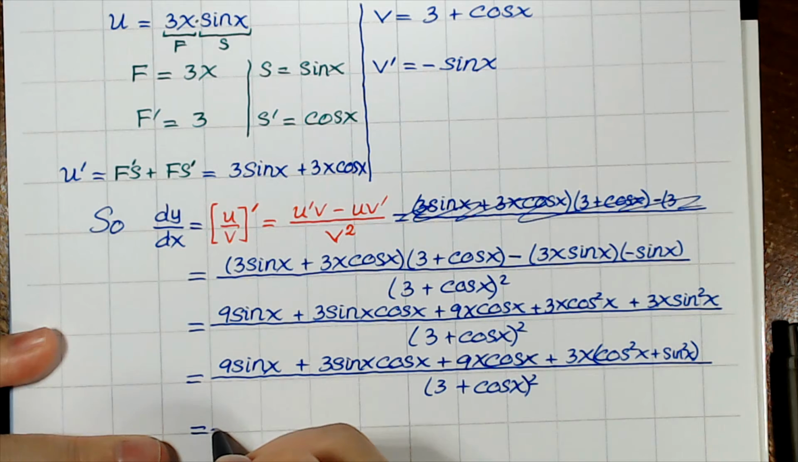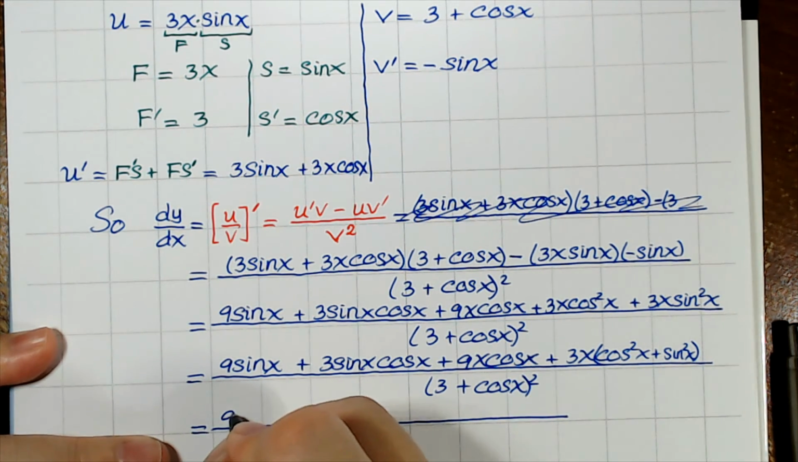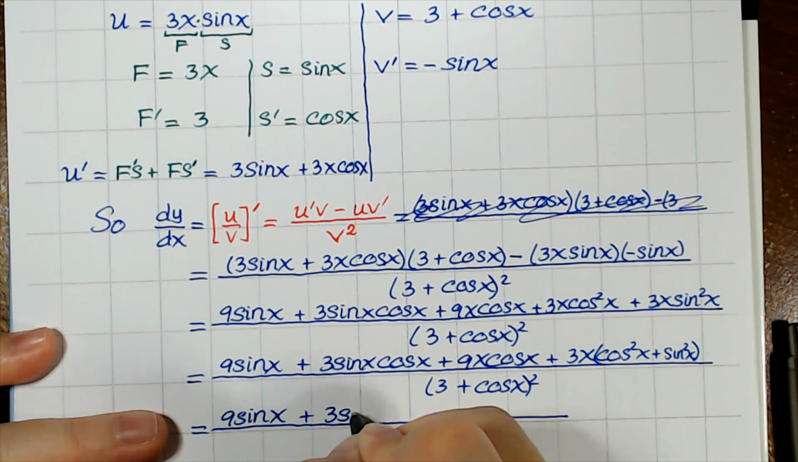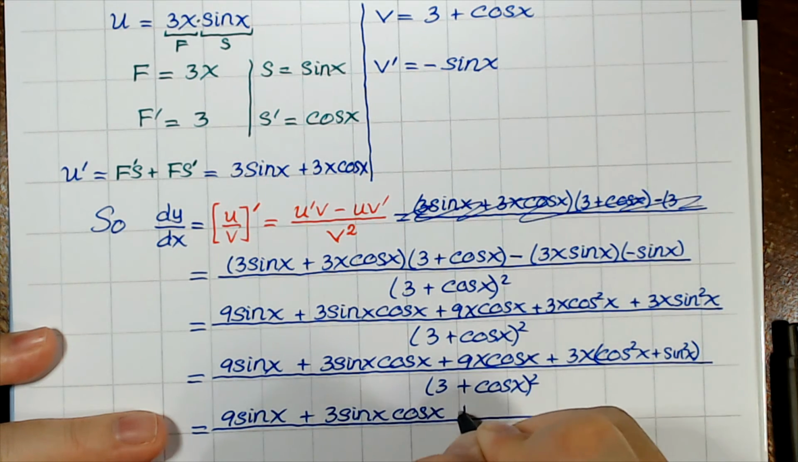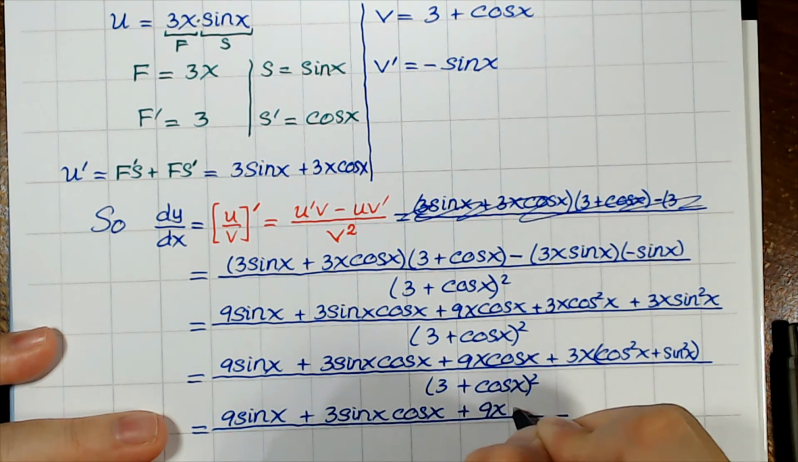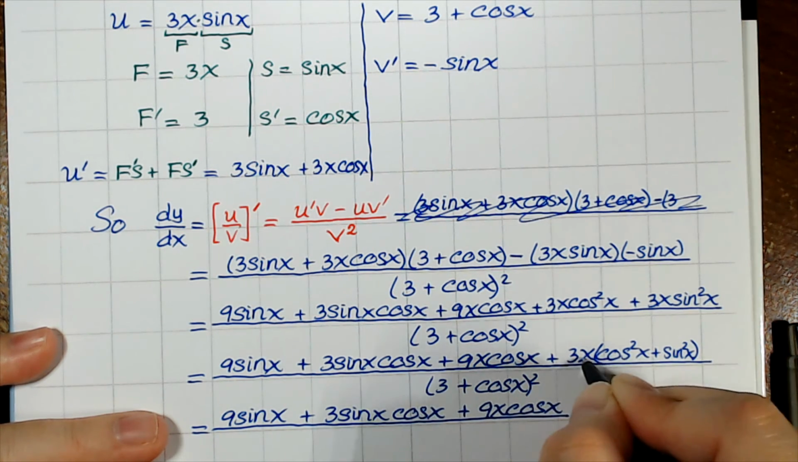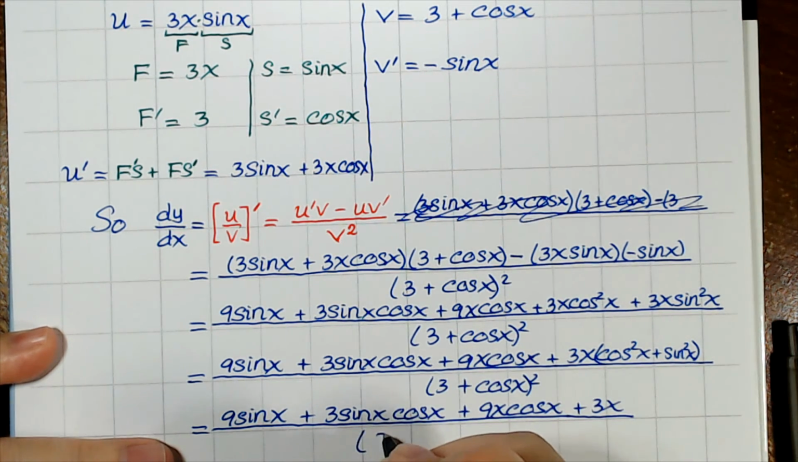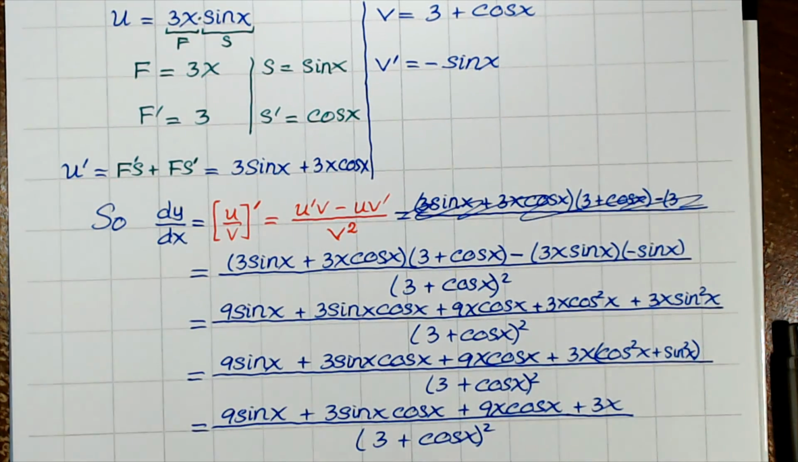And finally, we have 9 sine x plus 3 sine x cosine x plus 9x cosine x, and then plus 3x times 1, or just 3x. And finally, we have 3 plus cosine x squared.